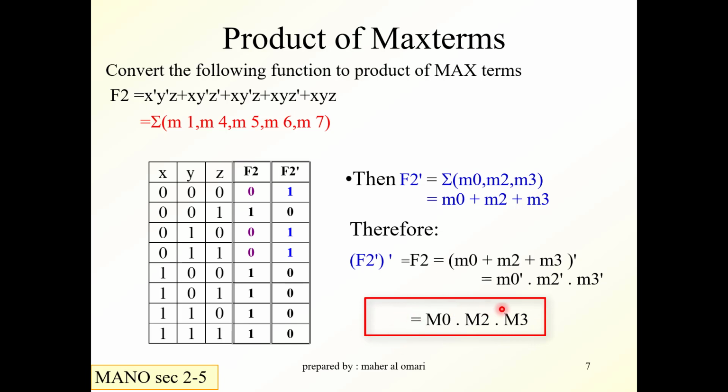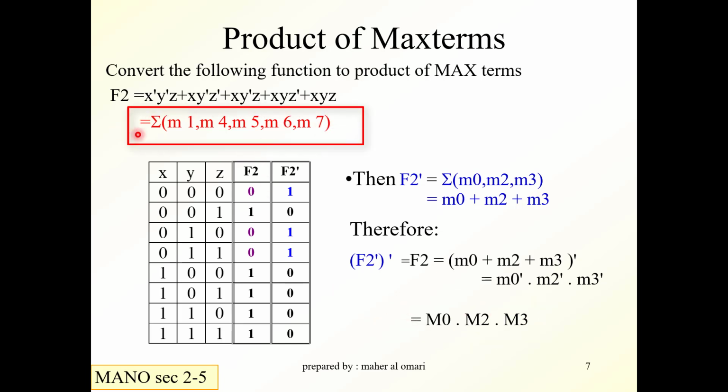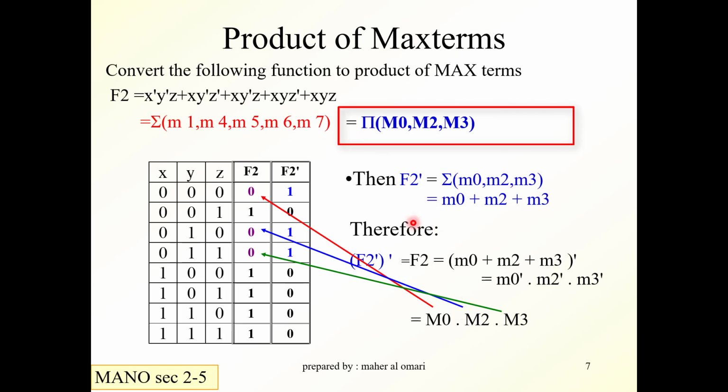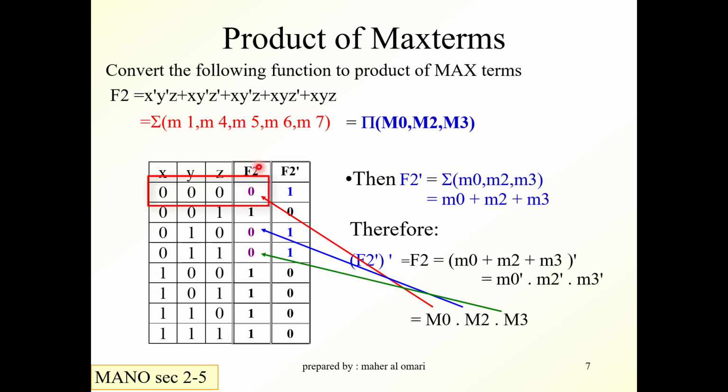This is F2 expressed as a product of max terms, and this is F2 expressed as the sum of minterms. And we can denote this as the product, pi, of the max terms M0, M2, M3. Notice that this is where the function is equal to 0. This is max term M0. This is max term M2. And this is max term M3.